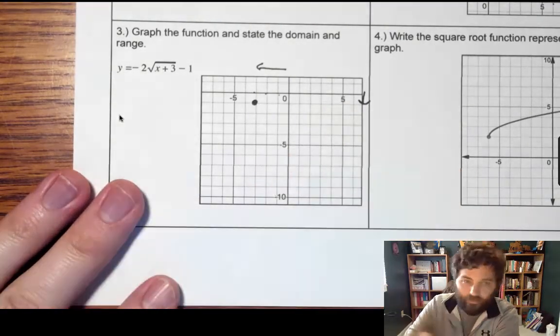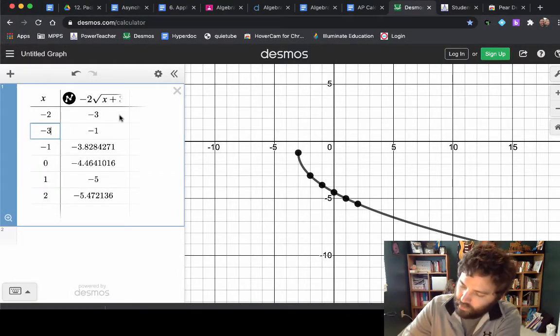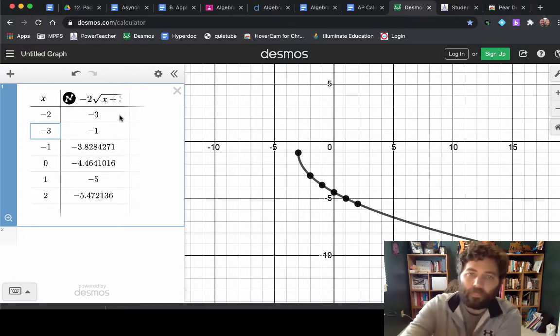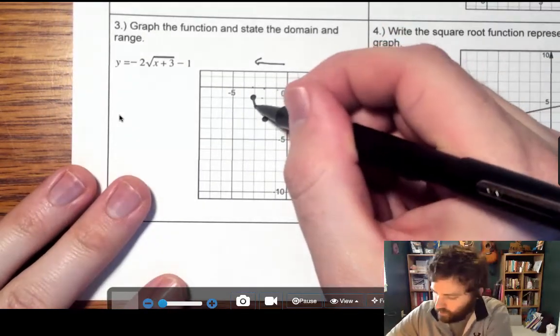So anyway, we can get the table here. So we got (-3, -1), (-2, -3), (-1, ...), and then we'll see if there's one more point. And you can get a pretty good picture of what this graph is going to look like starting here.